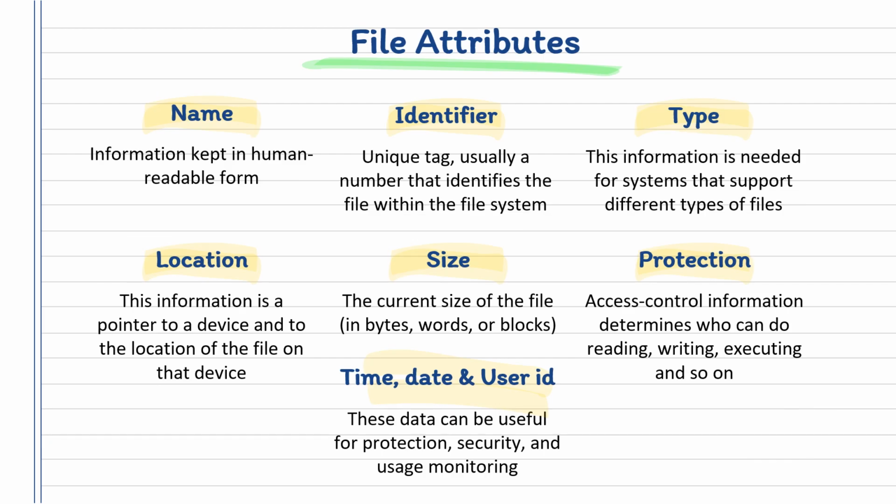Now, coming to file attributes, there are 7 major file attributes. Starting off with name, which is the information kept in human readable form; identifier, which is a unique tag that identifies the file within the file system; type, this information is needed for systems that support different types of files; location, this information is a pointer to a device and to the location of the file on the device; size, which is the size of the file; protection, which talks about the access control, that is what the user can do: reading, writing, executing, and so on; and time, date, and user ID, which can be useful for protection, security, and usage monitoring.